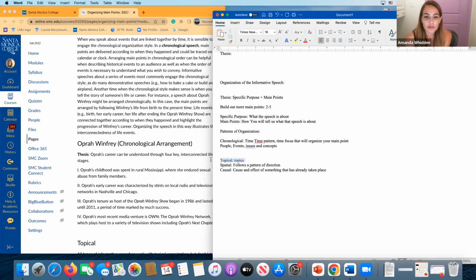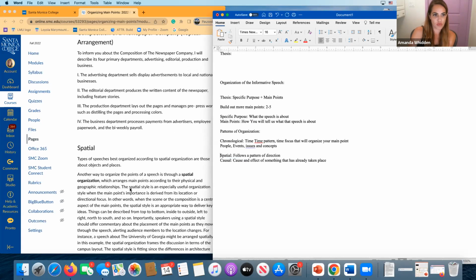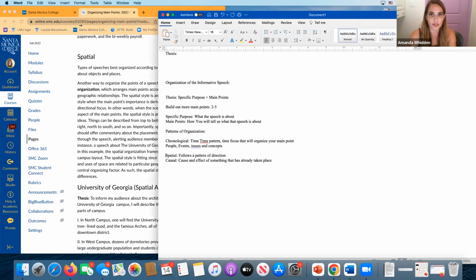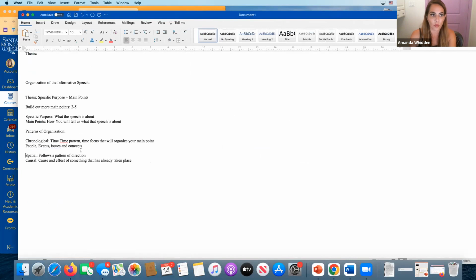I'm going to go with spatial organization. Why don't I do spatial next? Types of spatial organization have to do with following this pattern of direction. When we're talking about spatial organization, we want to think about what types of things would be organized spatially. In this case, speeches that are about objects or places are typically done spatially.